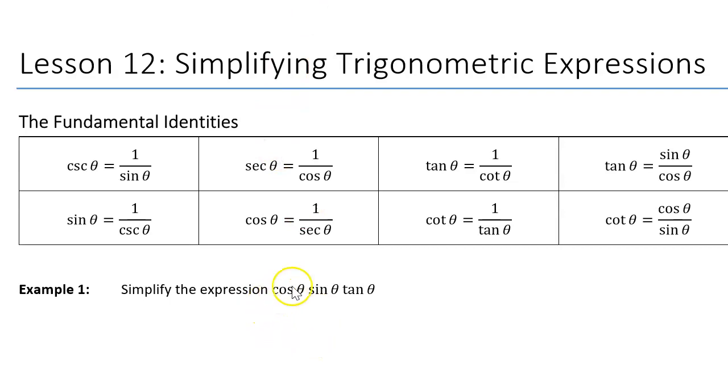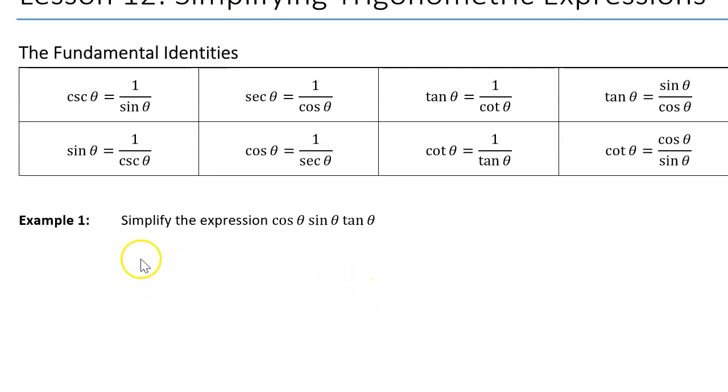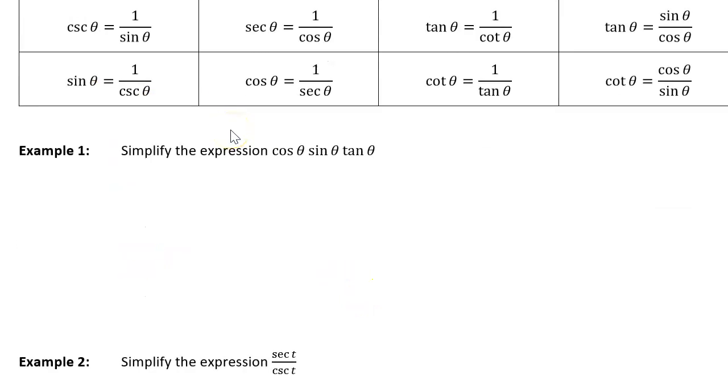We've got cosine theta times sine theta times tangent theta. And so in general, as a default, we're going to try to get things in terms of sine and cosine. And that will allow us to find like terms or common factors that can be canceled. Here, we'll leave the cosine and the sine. And we'll replace tangent with sine divided by cosine.